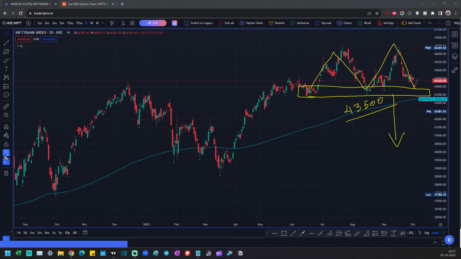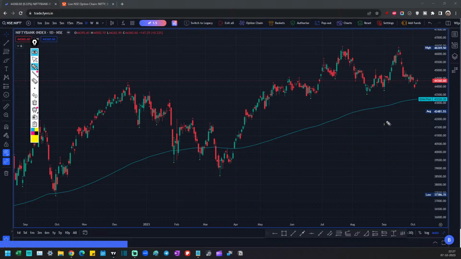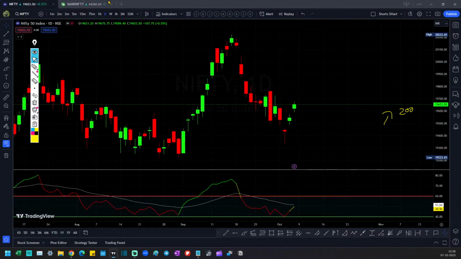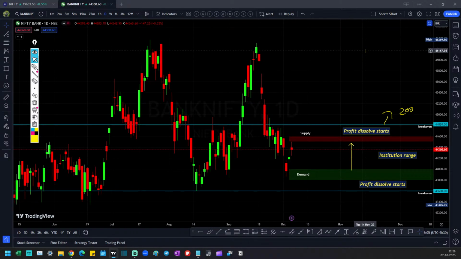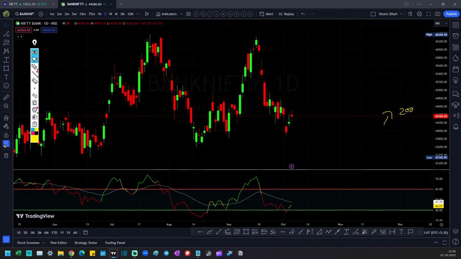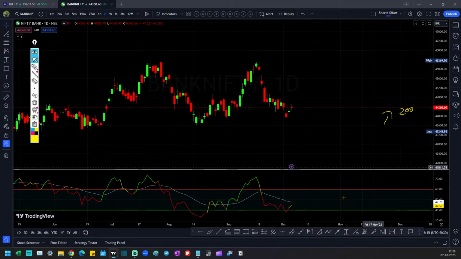But for now, if you look at the data, it is very well above the 200 EMA. And if I take over to the Bank Nifty daily time frame, you can see the RSI is very close to the 40 level. We have always told you, after it breaches 40, it could increase its momentum. So we are in a waiting state for Bank Nifty. There is no clear direction.